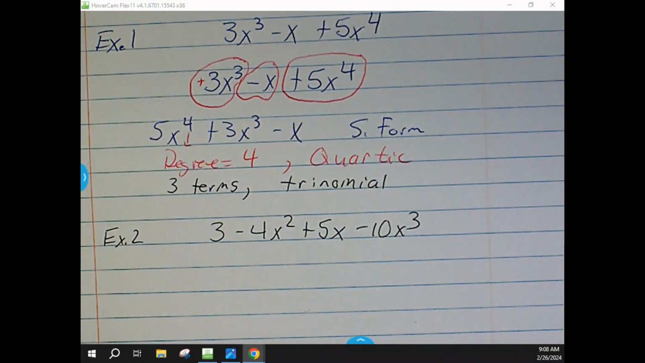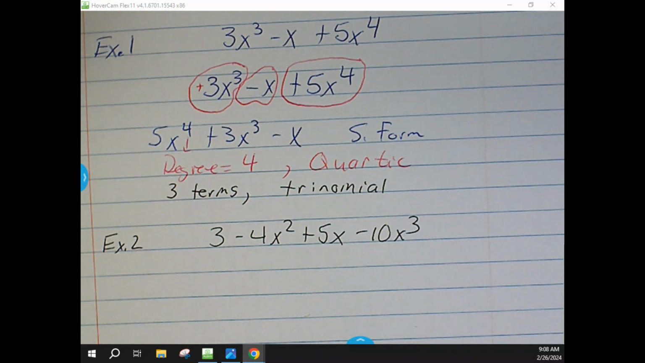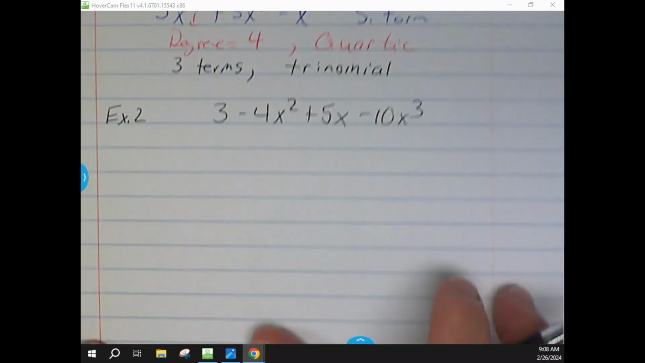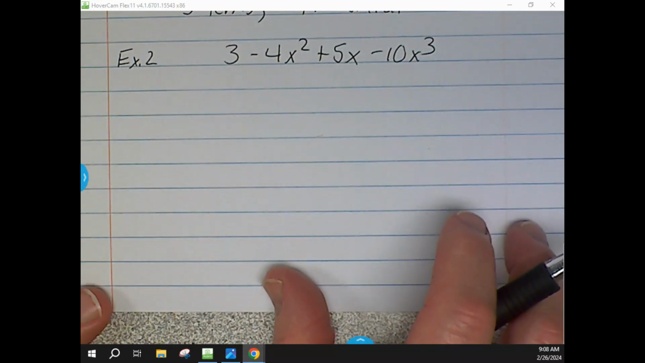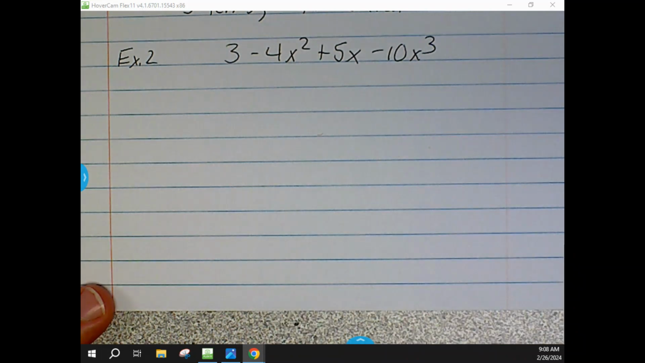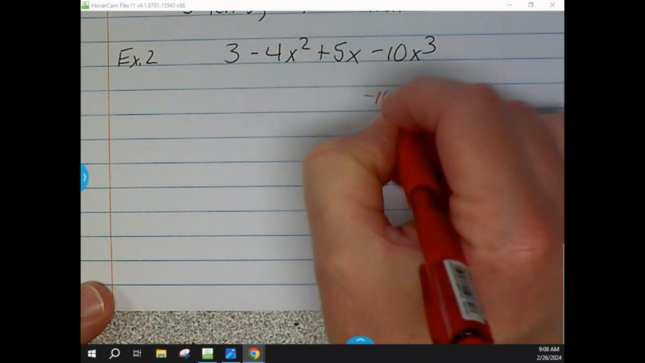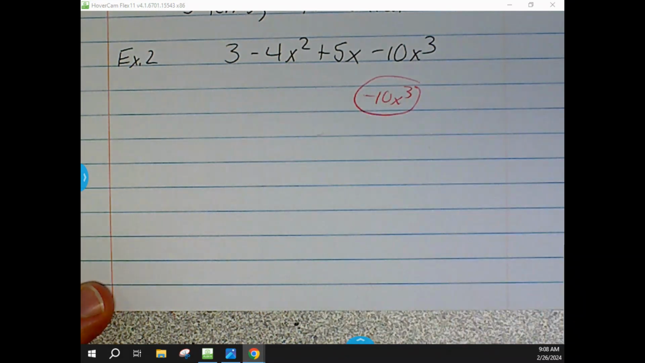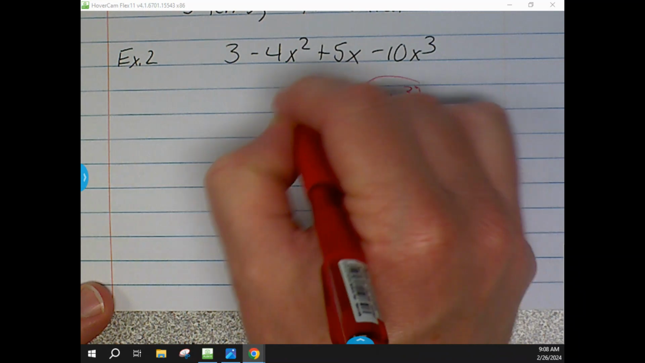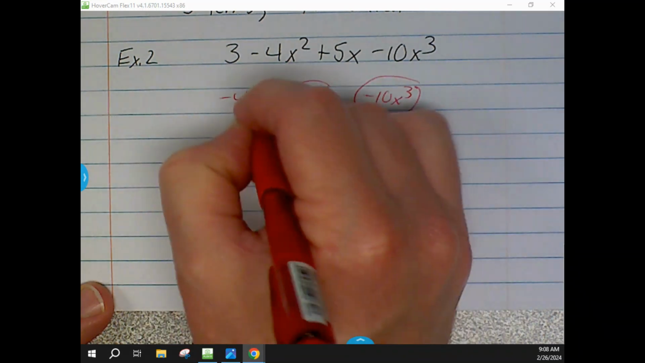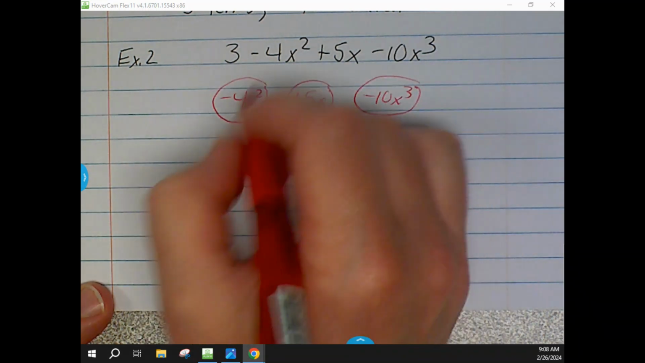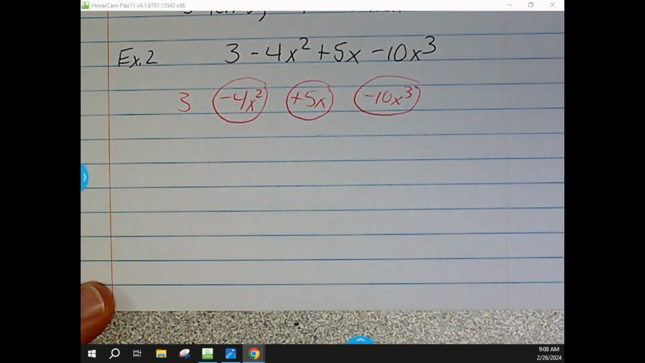Okay, so for example 2, we have 3 minus 4x squared plus 5x and then minus 10x to the third. If you ever get a little confused on these, just remember that as you're moving these around, the minus goes with the 10x to the third, the plus would go with the 5x, you've got your minus 4x squared. Again, the 3 would be there, and if there's not a sign there, then obviously that would make it a plus.